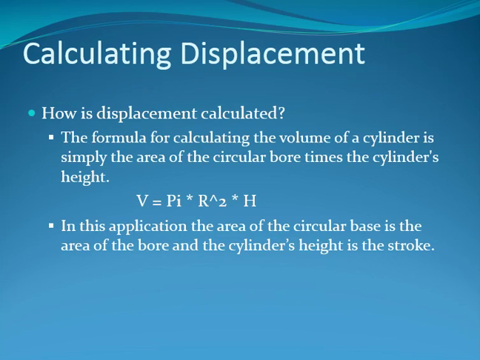So, how is that displacement calculated? It's a very simple formula. The volume is pi times the radius squared times its height. In other words, we're going to calculate the area of a very thin slice of the cylinder, and once we have that area, we will multiply it by the total height of the cylinder, which will give us the total volume of the cylinder.